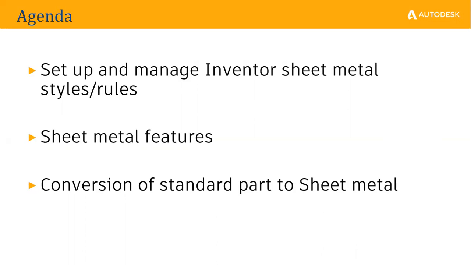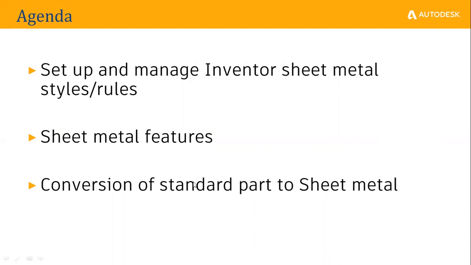So we're going to see how to set up and manage Inventor sheet metal styles and rules, how we can do that inside Inventor. And next we're going to see various sheet metal features and how we can use those features. And finally we're going to see how we can convert a standard Inventor part to sheet metal.